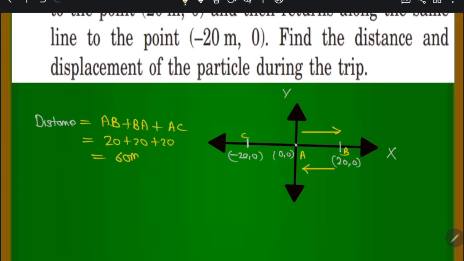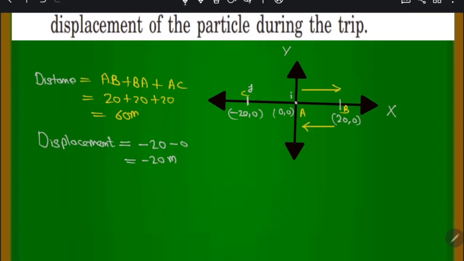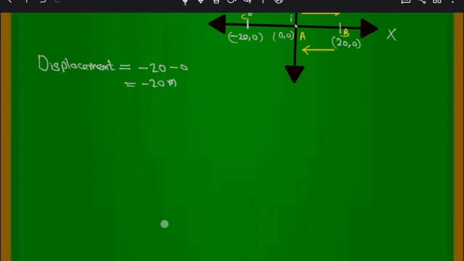Now our next task is to find displacement. How do we find displacement? Displacement is basically the difference of initial and final position. Getting my point? This is our initial position. This is our final position. So what you do: final position minus 20, initial position 0. So displacement is minus 20 meters. Our answer is displacement is minus 20 meters and distance is 60 meters. Getting my point? This is a good question. Shall I proceed to the next question?